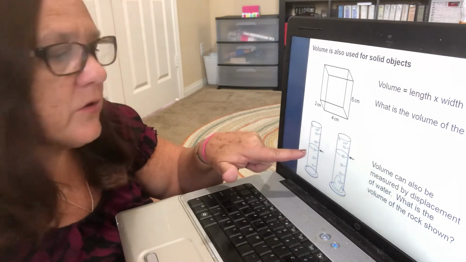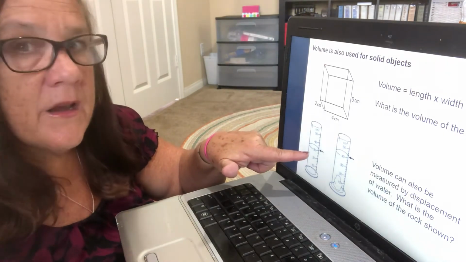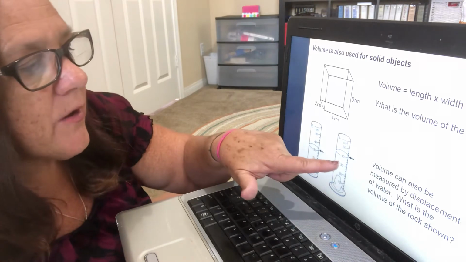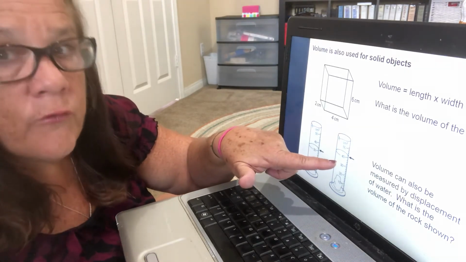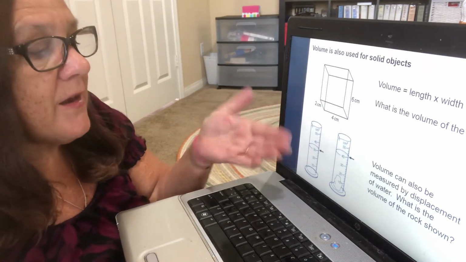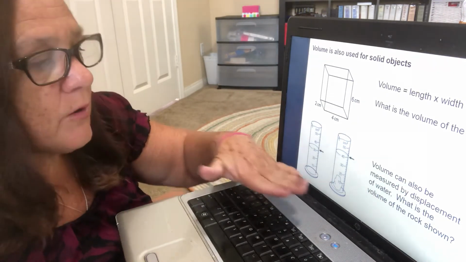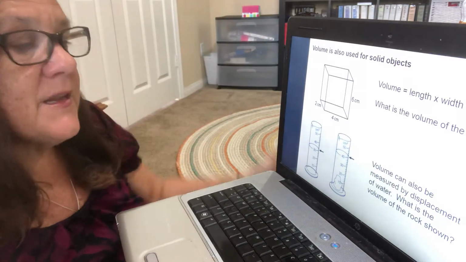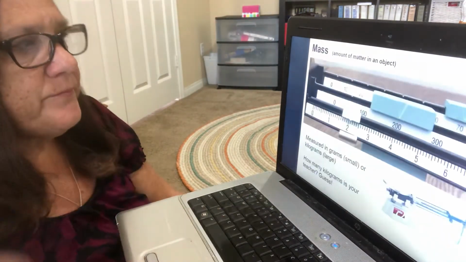So let's look at this one. It started at, look at it. Do you see it? Yeah, 30. And now look, it ended at 40. Well, we didn't add any more water to it, so it means that this little stone pushed the water up, or displaced it, and that's right, 10.